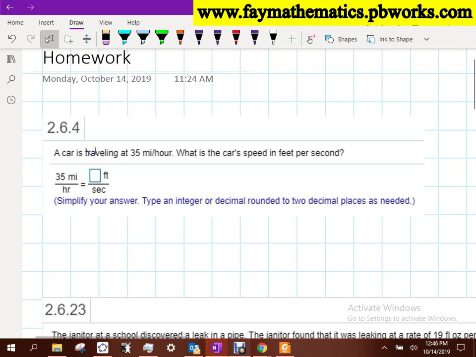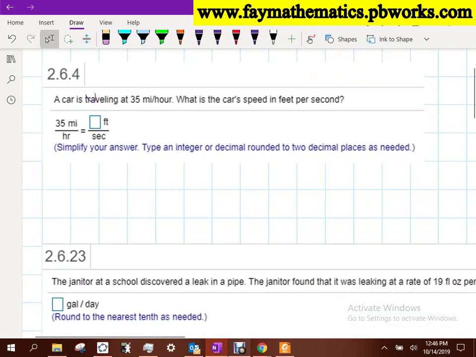This assignment to do this evening. First one was question number 4. It asked you to go from 35 miles per hour. Let's see what that is in feet per second.